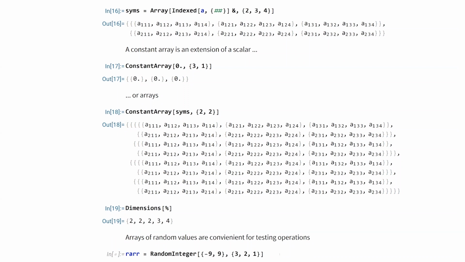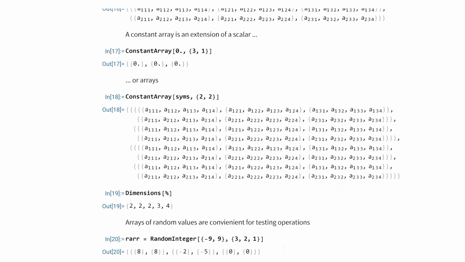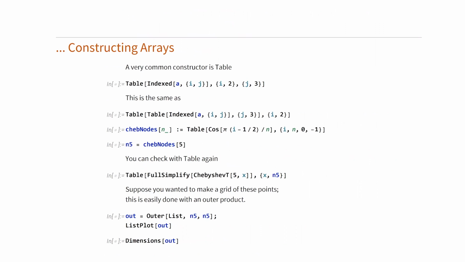Another thing I use all the time is RandomInteger, RandomReal, RandomComplex, which allow you to generate arrays of different types for testing code. And so the random functions are a really good constructor of arrays. Now there are lots of other constructors of arrays, but I'm not going to go into them.